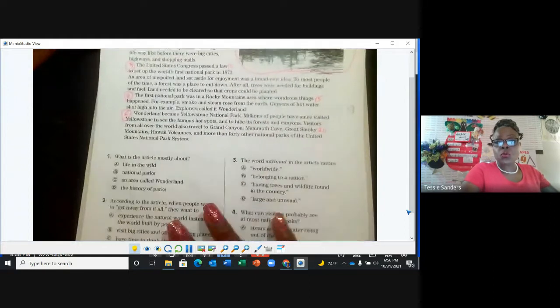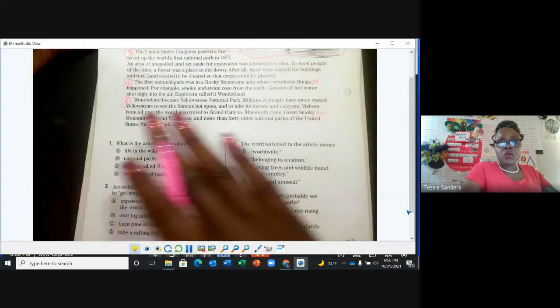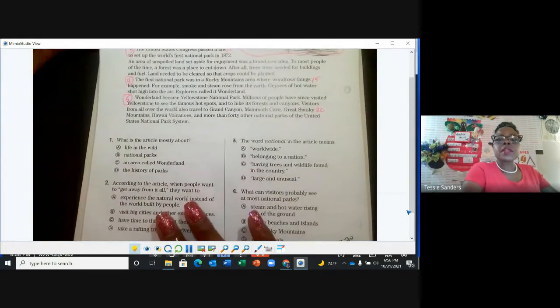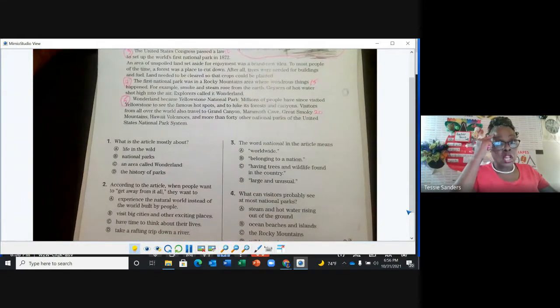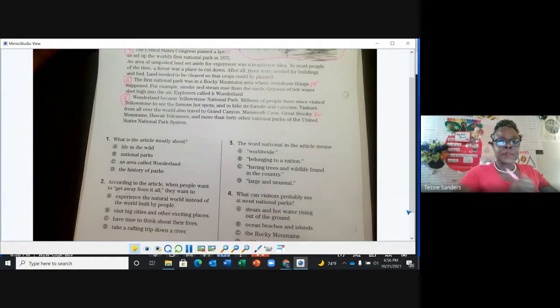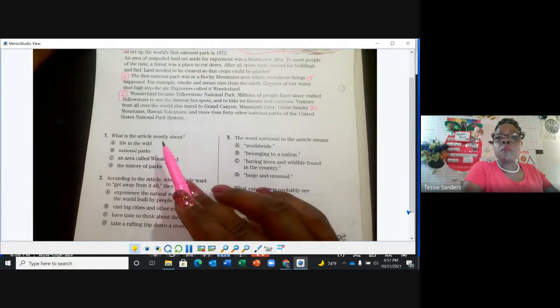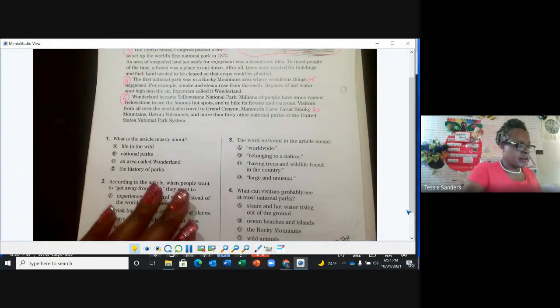Let's go ahead and read the questions before reading the passage. Remember, reading the questions often helps with navigation, organization of thoughts. The bell goes off. Ding, ding, ding, ding, ding. Number 1, what is the article mostly about? Circle mostly about. I'm getting my colored pens. This deals with main idea.